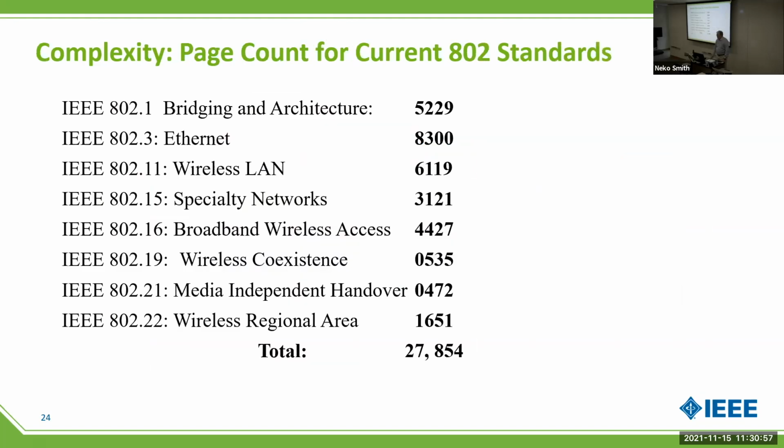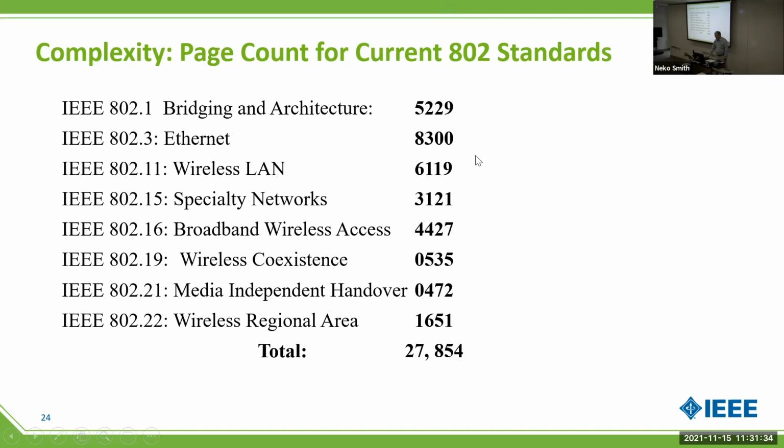These documents are very large, complex documents. I just put this down as an example of the page count of these documents. 802.1, over 5,000 pages. The Ethernet, over 8,300 pages. Wireless LAN, over 6,000. And so on and so forth. I mean, we've got almost 28,000 pages of technical specifications. They're very detailed. They have to be detailed in order to support the markets that we're developing, so that interoperability can be achieved.